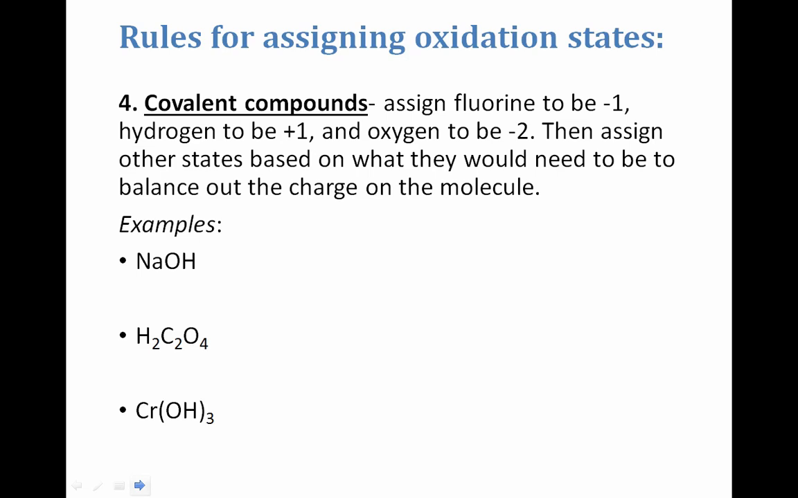Then assign hydrogen to be +1. Then assign oxygen to be -2. There are a couple exceptions where hydrogen gets to be -1, but those are typically metal hydrides. We're not going to worry about those. So hydrogen's +1 always, oxygen -2 always. Then assign the other states based on what they would need to be to balance out the charge on the molecule. And don't forget everything you know about ionic compounds too, because those still apply. So the whole crossing of charges still applies. Just work through each one and figure out how to balance out the charge on the whole molecule.